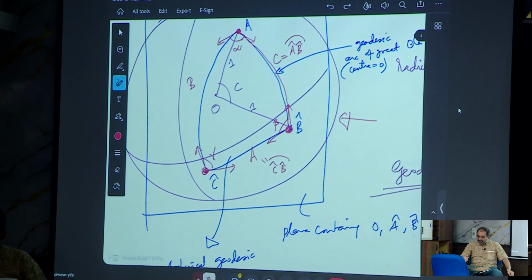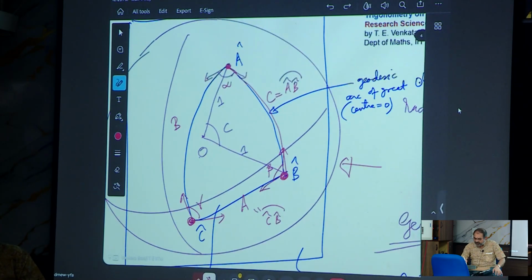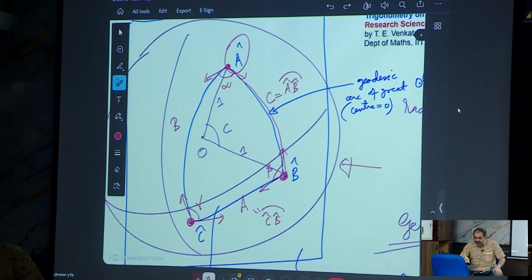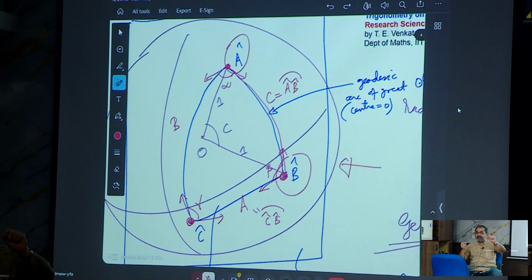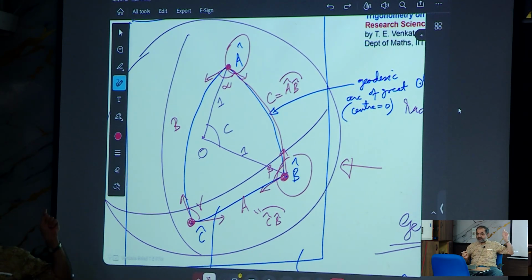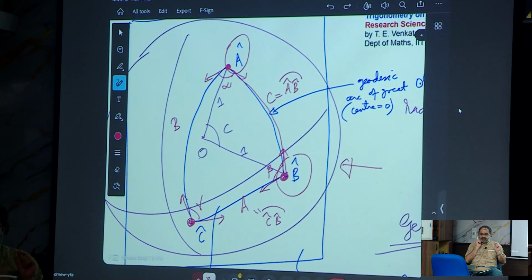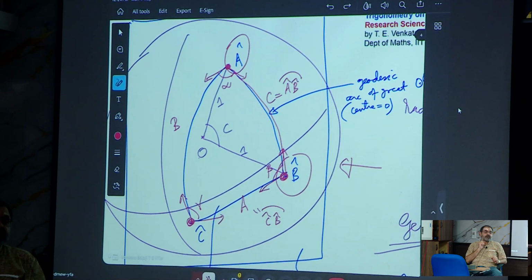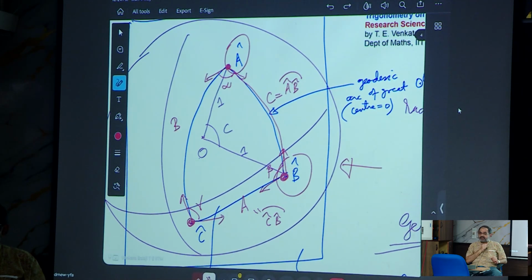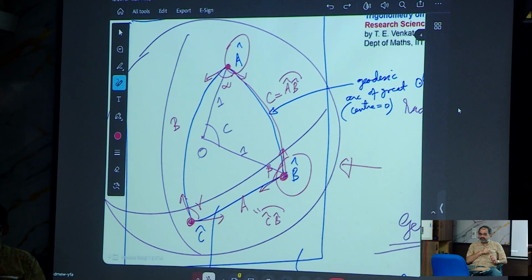So what I have to do is, if I take this point A hat and this point B hat, I have to join them by a curve, and draw inspiration from what happened in the plane case. It should be a curve of shortest length. All right. And what are the curves of shortest length on a sphere? They are the arcs of the great circles joining those 2 points.